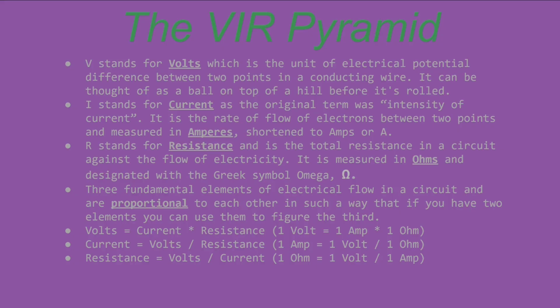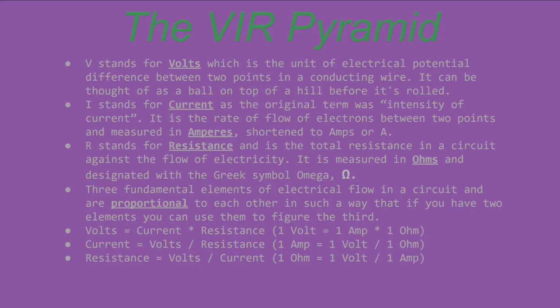I stands for current, and the reason it's I is because the original term was intensity of current. It's the rate of flow of electrons between 2 points, and is measured in amperes, which is usually shortened to amps and designated with an A. R stands for resistance, which is the total amount of resistance in a circuit against the flow of electricity. It's measured in ohms, which is designated with the Greek symbol omega, although you can sometimes just simplify it, say ohms, or even the uppercase U.